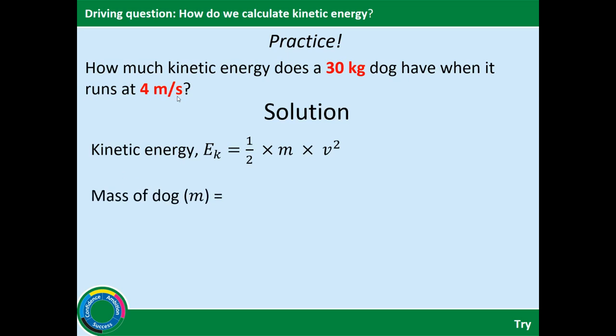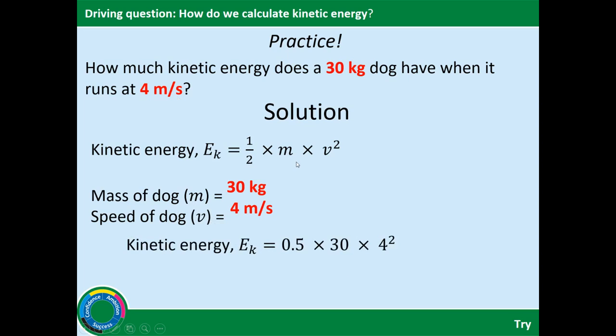And in doing so, we know the mass of the dog is 30 kilograms and the speed is 4 meters per second. Substitute these into the formula. Don't forget your superscript 2, say 4 squared, speed squared. Compute these in your calculators. You should have 40 joules.